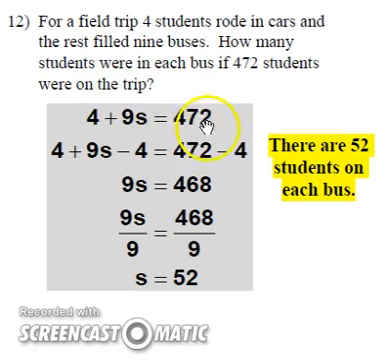So we know altogether there are 472 students. We know 4 of them are in the cars. And we also know there are 9 buses filled with students. We want to know how many students there are on each bus.